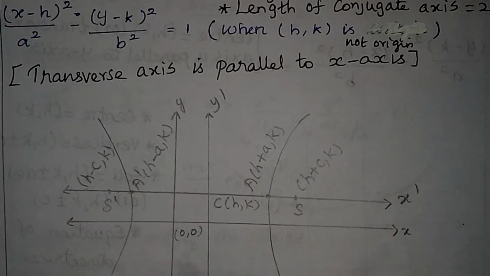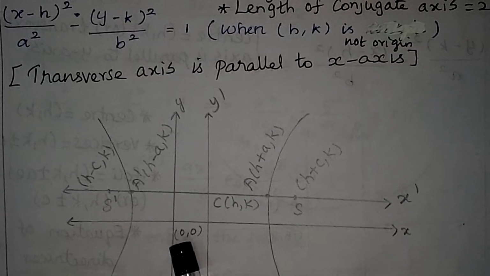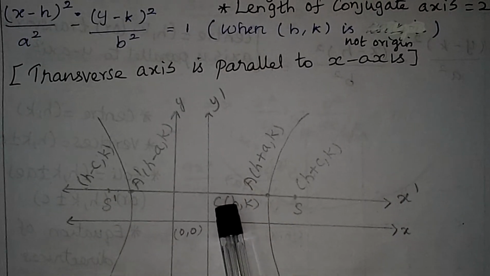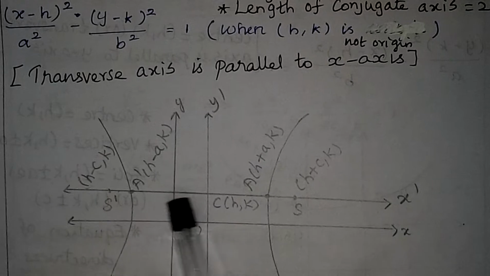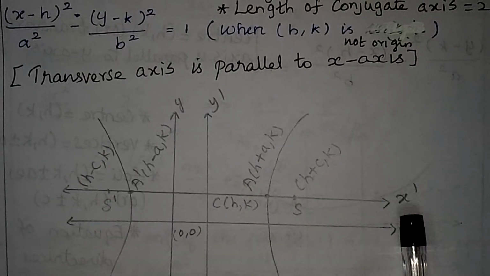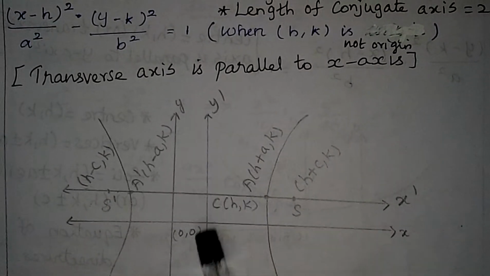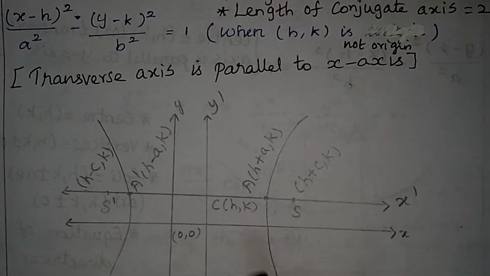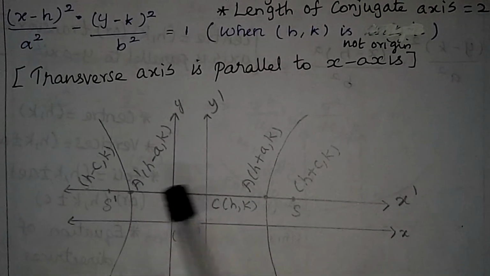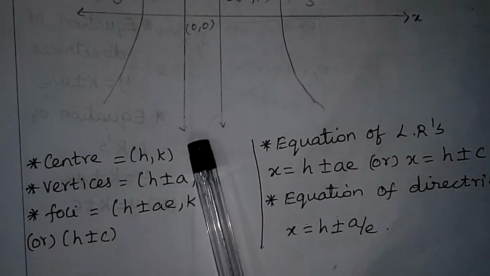X-axis, y-axis. You have to mark the origin. Then plot the center, h comma k. At this point, draw another set of axes, X dash, Y dash. Then here only we will have the vertices, foci, everything. Okay. So the formulas are like this.